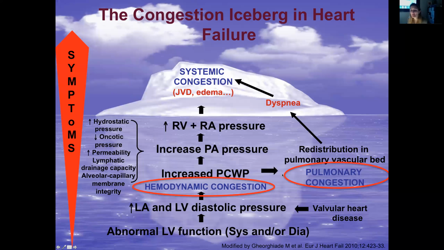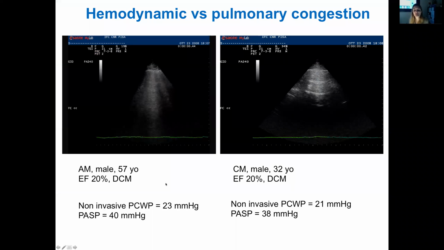And to change from the hemodynamic to the pulmonary congestion includes a lot of variables: the hydrostatic pressure, the oncotic pressure, the permeability of the alveolar capillary membrane, the lymphatic drainage. So this means that you may have two patients with exactly the same ejection fraction, very similar pulmonary capillary wedge pressure, very similar pulmonary artery systolic pressure, but one patient has B lines because he has not only hemodynamic but also pulmonary congestion, and the other patient doesn't have pulmonary congestion, so doesn't have extravascular lung water. This is crucial for cardiologists because when you can visualize extravascular lung water by B lines, you have meaningful information that can help you guide the management of these patients.